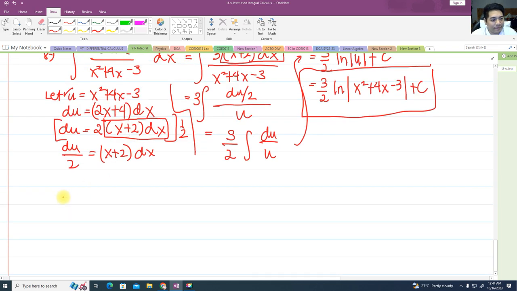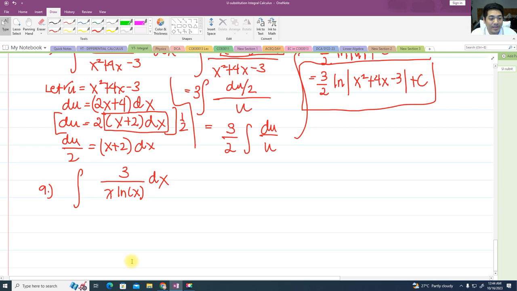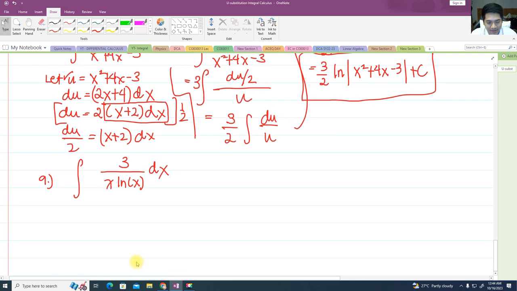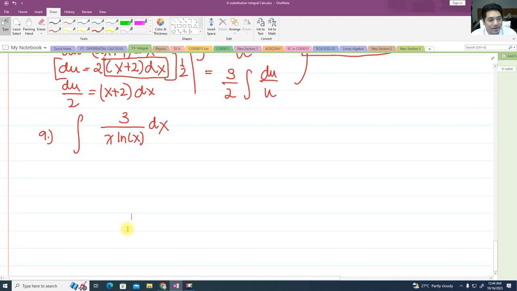For number 9, we have 3 all over x ln of x dx. This may seem to be a little bit tricky, but it's the same thing. What is obvious here is that I can factor out 3 outside of the integral sign, and I have dx all over x ln of x. So how do I integrate this?